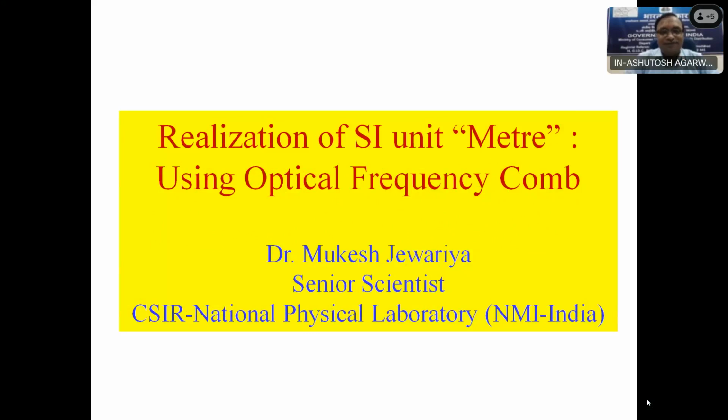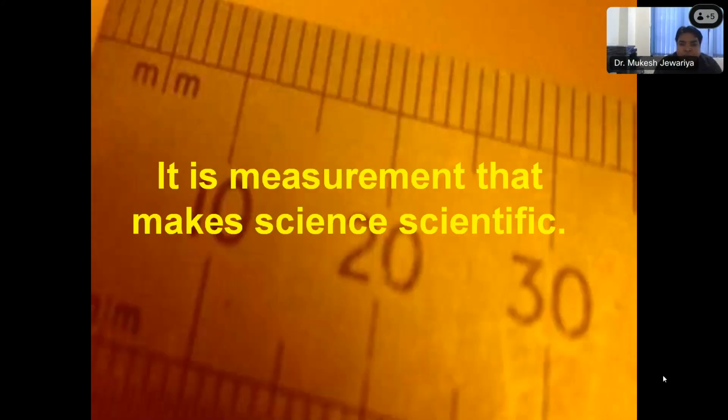Thank you. So, realization of the SI unit meter using optical frequency comb. First, I will go through a brief history. It is the measurement that makes science scientific. For any science, any technology, when measurements are there and some value or number is assigned, then it becomes science, because defining something through measurement is the first step of any kind of science.